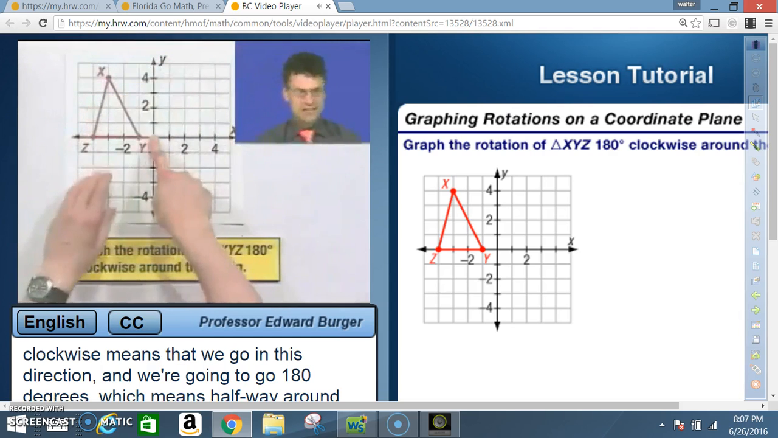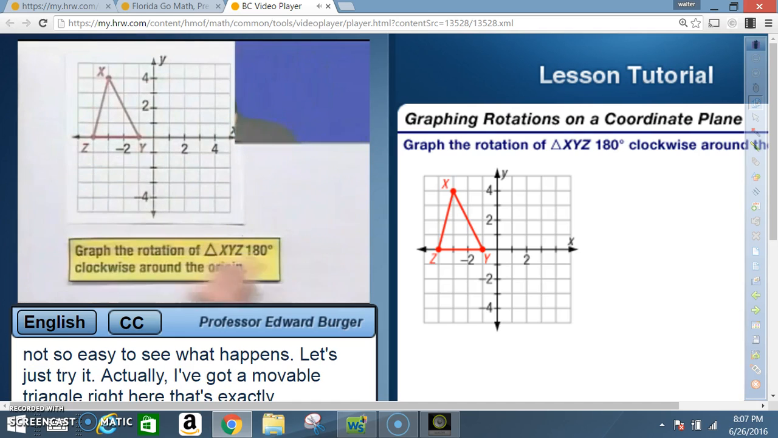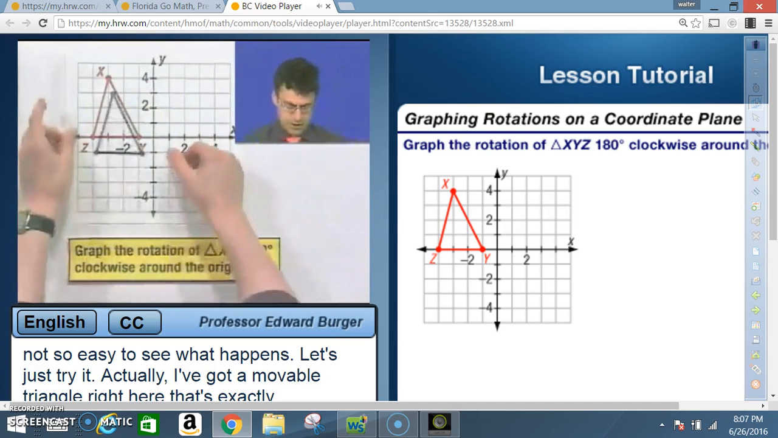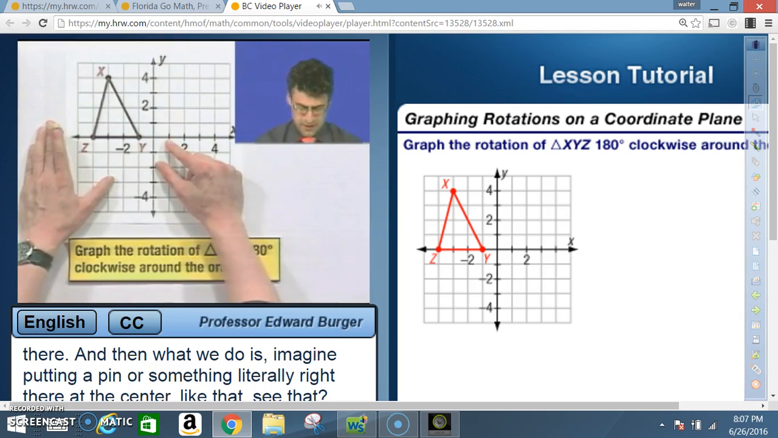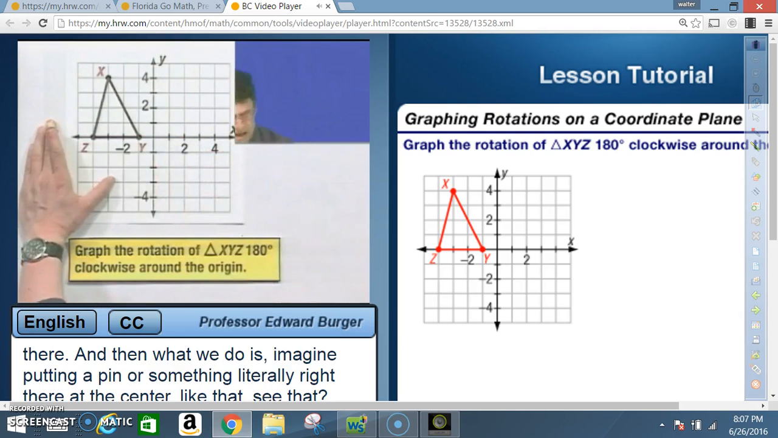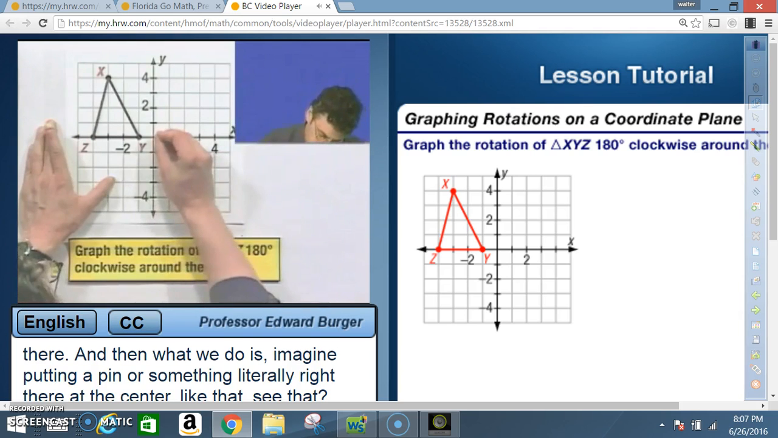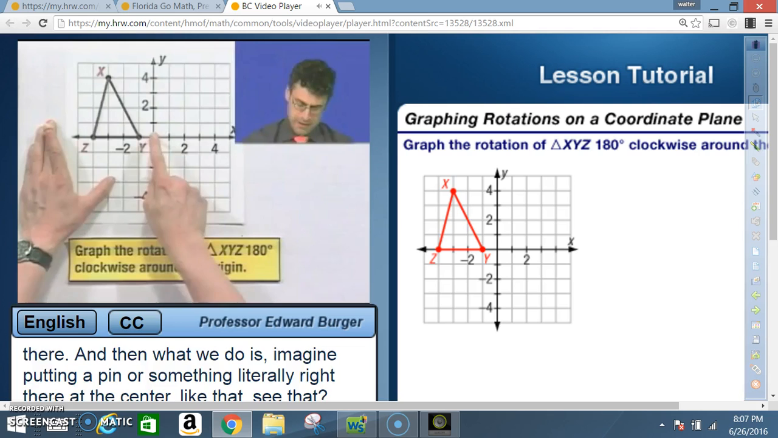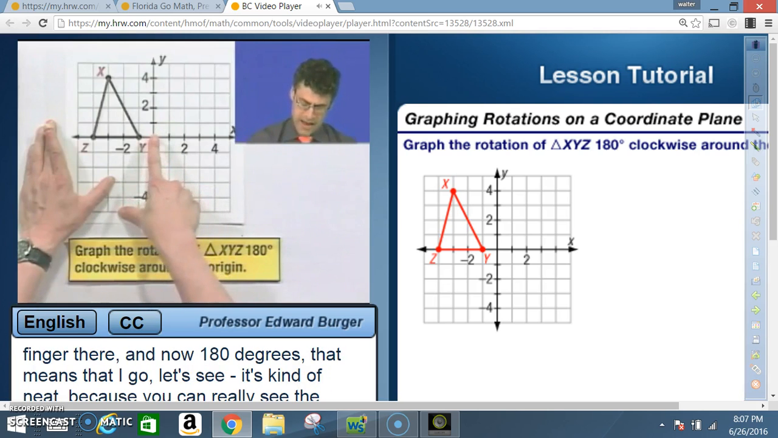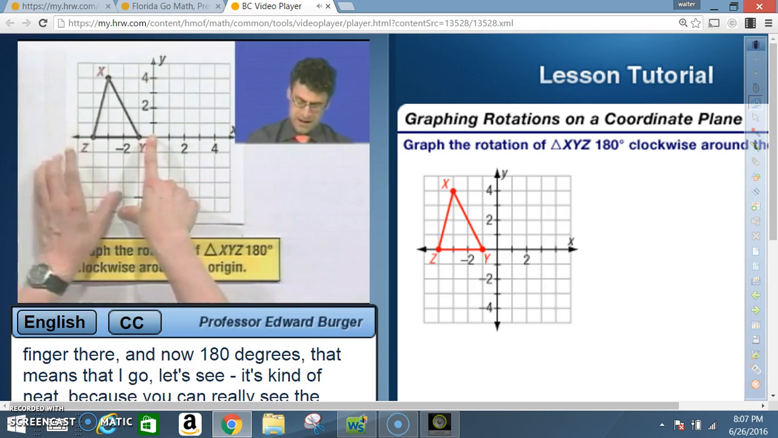What happens? It's not so easy to see, but let's just try it. I've got a movable triangle that's exactly congruent, so you put it right there. Then you imagine putting a pin right there at the center. I put my finger there, and now 180 degrees. It's kind of neat because you can really see the movement.